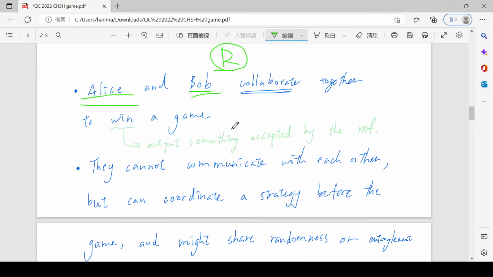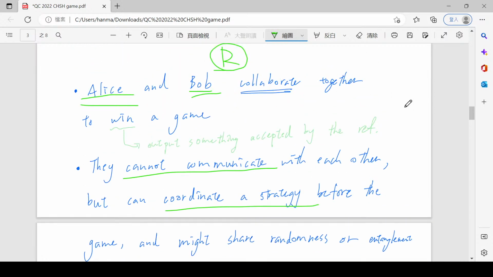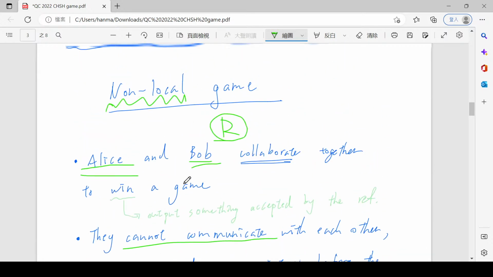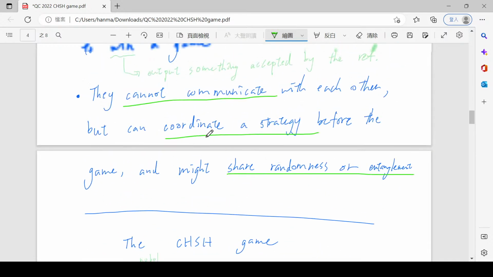Anyway, as we said, Alice and Bob cannot communicate with each other. That's important. But as we also said, they can coordinate a strategy beforehand. So Alice knows what Bob will do, and Bob knows what Alice will do, because they collaborate with each other. And the non-local part is they can share randomness or entanglement. Okay? Let's see it again.